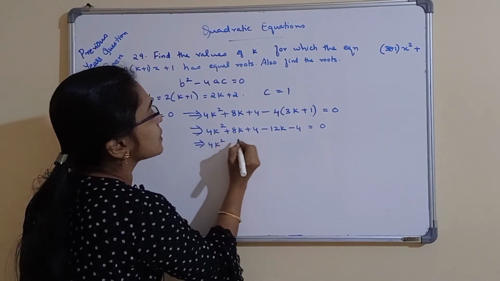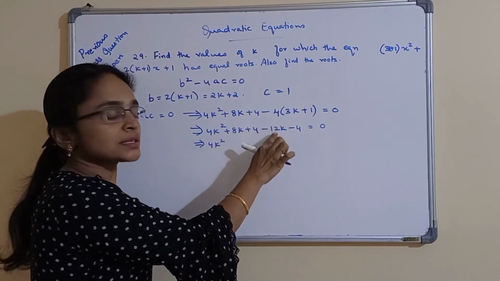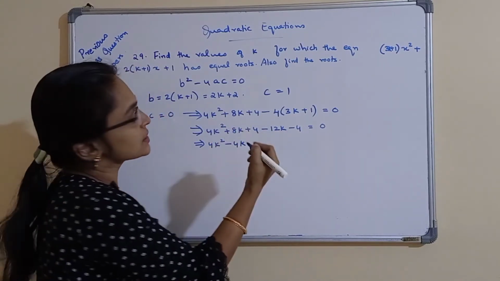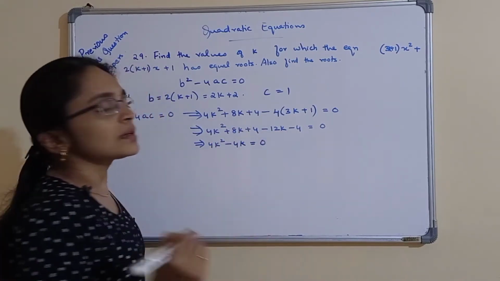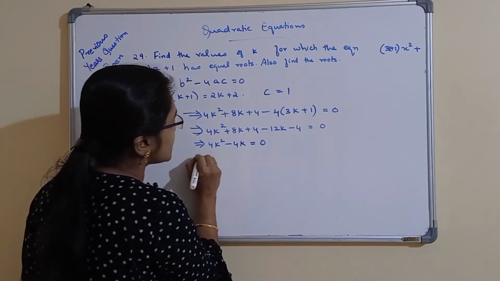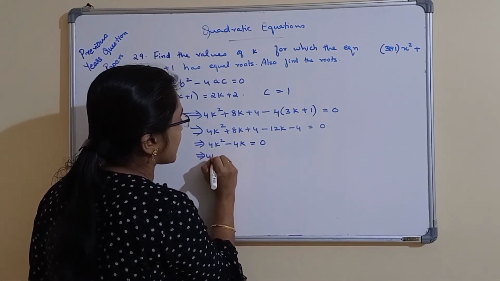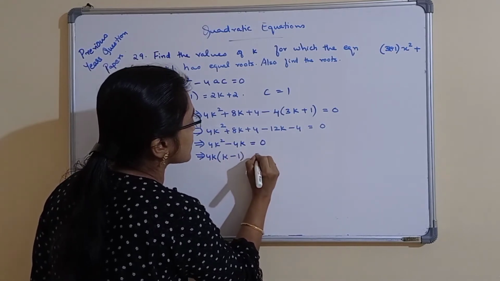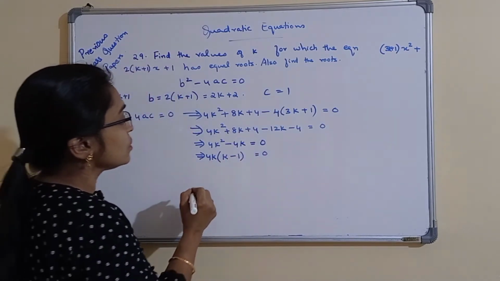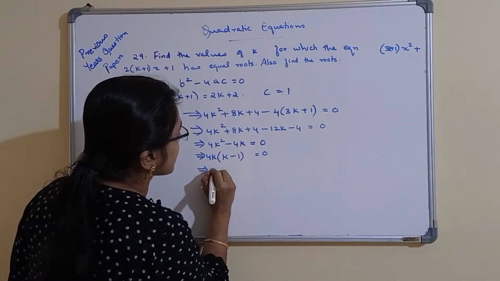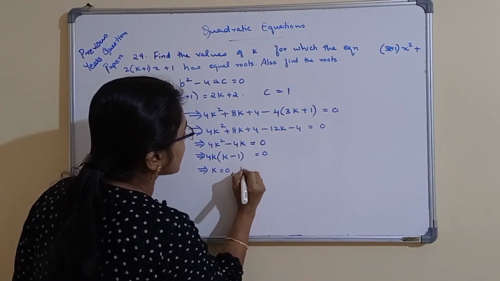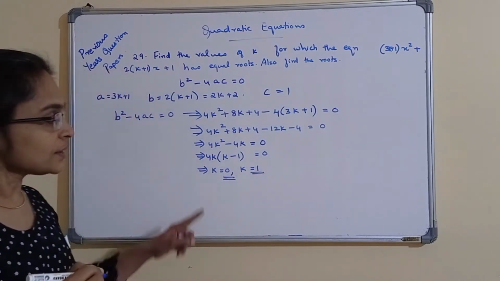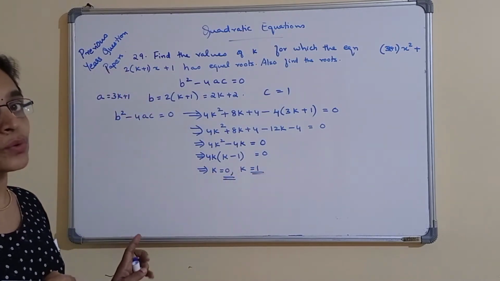4k square, this 8k minus 12k is minus 4k, and plus 4 minus 4 will get cancelled, is equal to 0, which implies 4k we can take out. So 4k into k minus 1 equal to 0. So implies k equal to 0 and k equal to 1. So we got k equal to 0 and k equal to 1.